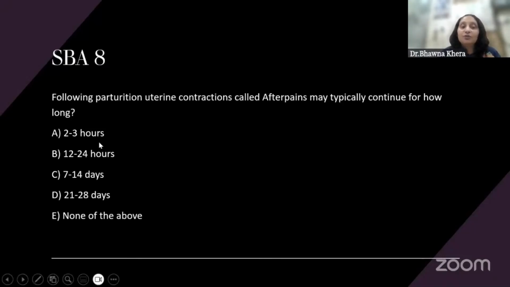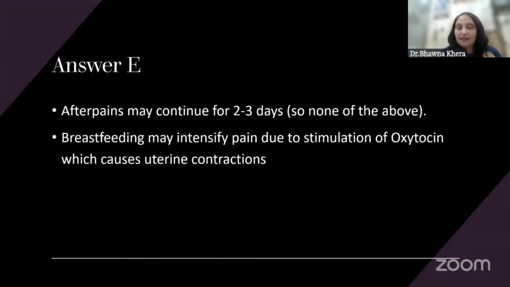If you see, it's 2 to 3 hours. It's 12 to 24 hours, which is equal to 1 day. 7 to 14 days, and then 21 to 28 days, which is not the correct answer. 2 to 3 days is the best answer. Breastfeeding may intensify the pain due to stimulation of oxytocin, which causes the uterine contractions.